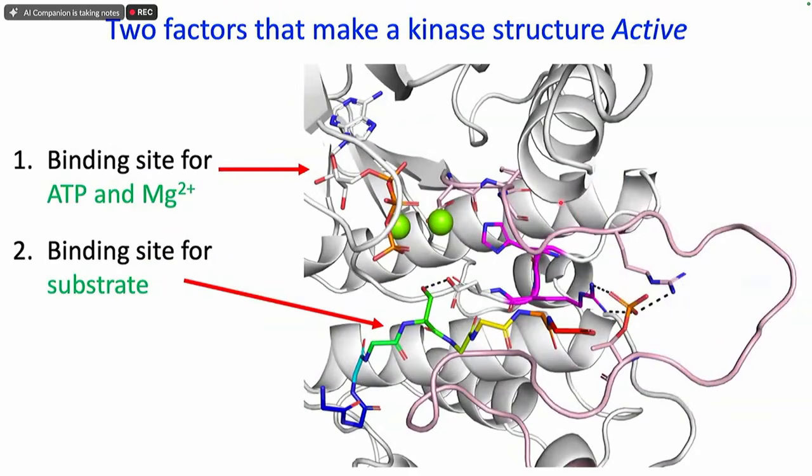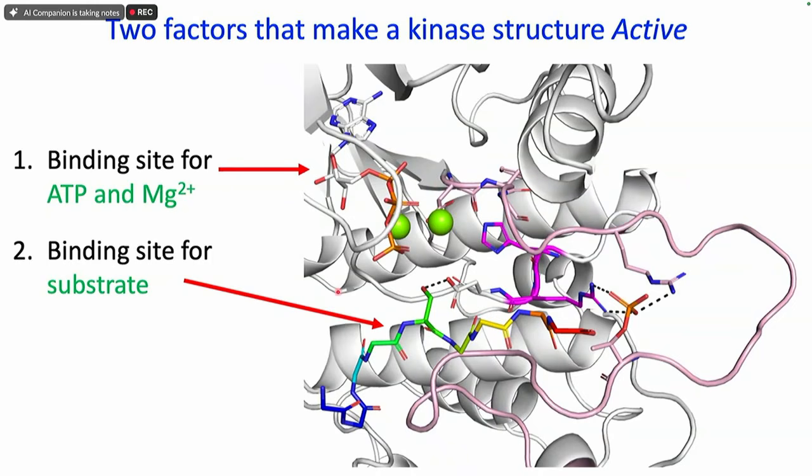So there are two things that a structure has to be able to do to be active. The first one is it has to be able to bind ATP and magnesium ions. The magnesium ions are required for catalysis. And so that's the site around here. Here's the ATP, here are the two magnesium ions. And they interact with the first part of the activation loop here in pink.